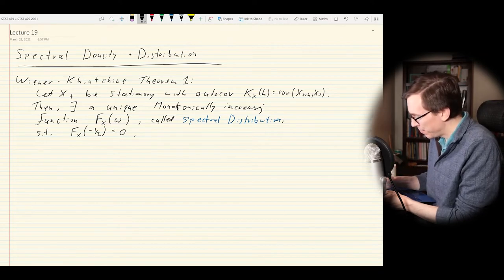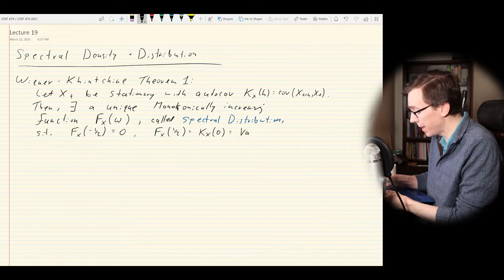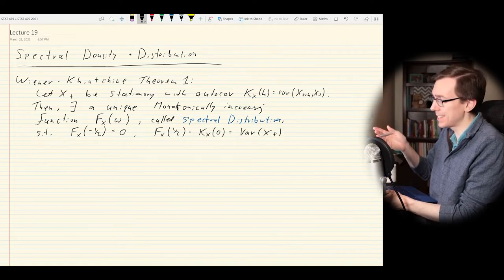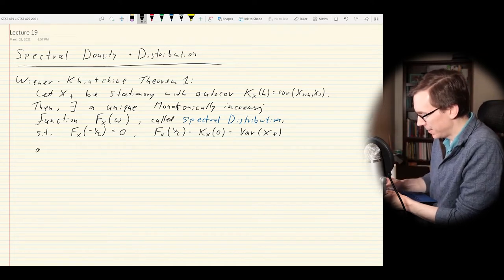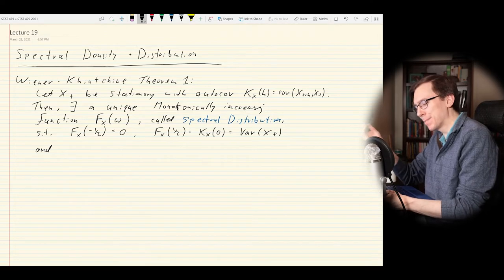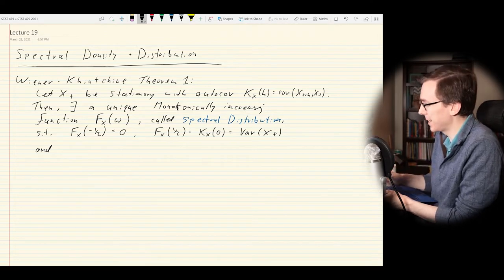At plus 1/2, it takes on the value of K_X(0), which again is just the variance of the process at any time. Because it's stationary, the variance is the same no matter what t is. And I guess most interestingly is what happens between minus 1/2 and plus 1/2.